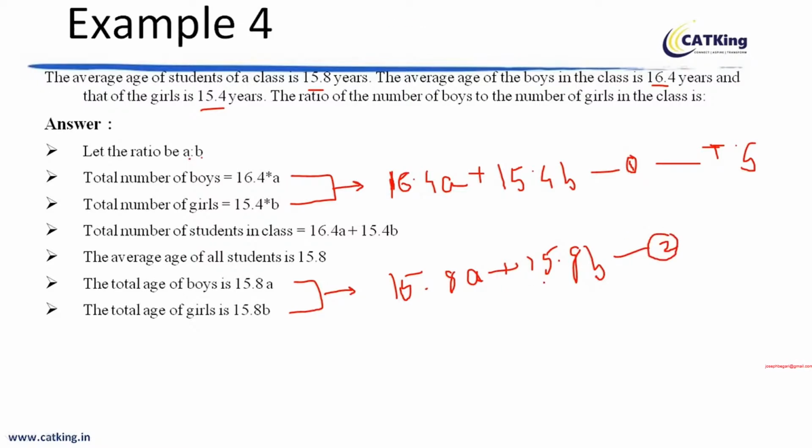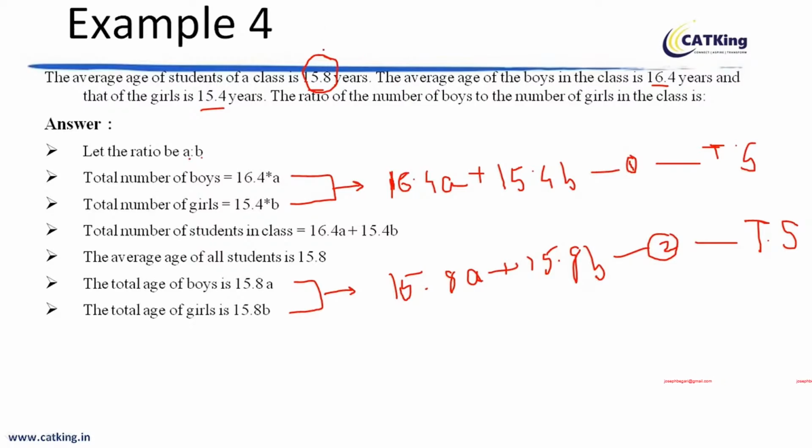What is this, 15.8 plus 15.8B? This is also equal to the total sum. How is it the total sum? The average of all the students is 15.8. The average of all the students here in the question is 15.8.